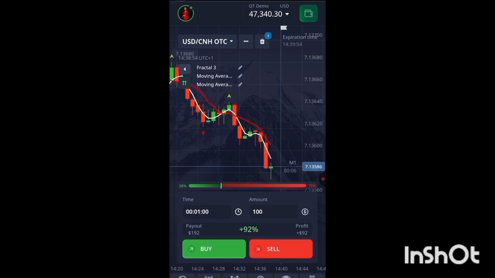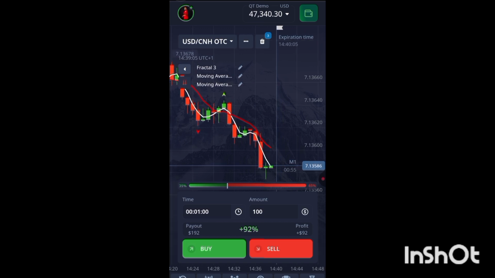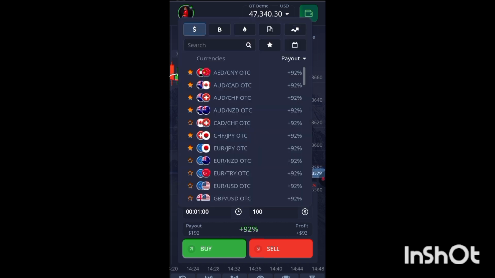The rule of this strategy is simple. If the white moving average crosses above the red moving average and you see a green fractal, it means that the price is going up. If the red moving average crosses below the white moving average and you see a red fractal line, it means that the price is going down. So let's look for a nice setup and take the trade.